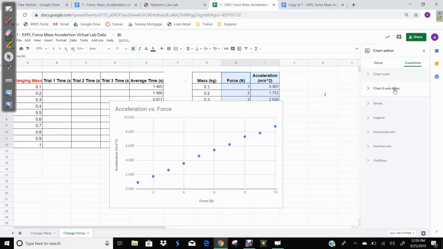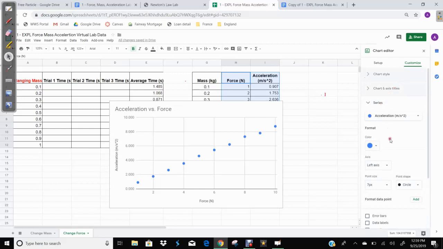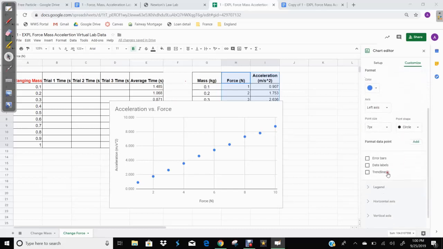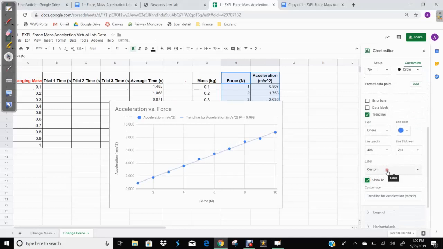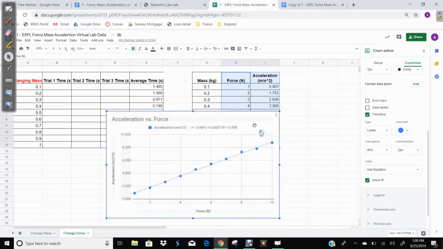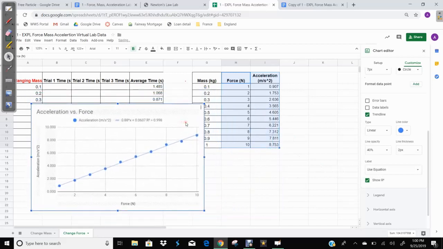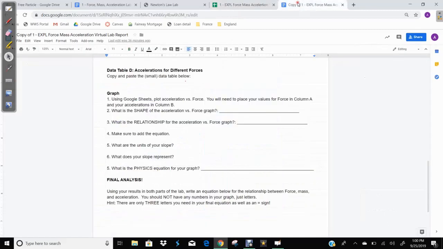And once you've done that, you can go to series, and this already looks linear, so we'll put a trend line on there. We're going to get that r squared on there, which is beautiful, and use the equation. So now we've got a nice looking graph. Okay, and we'll use this for our analysis.